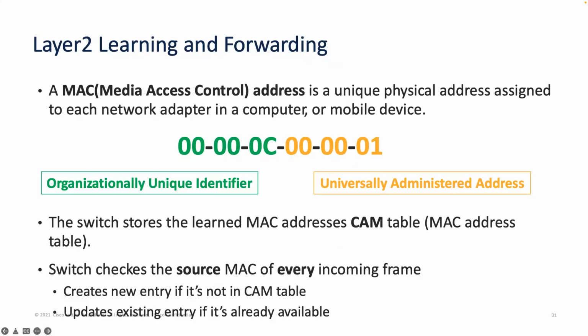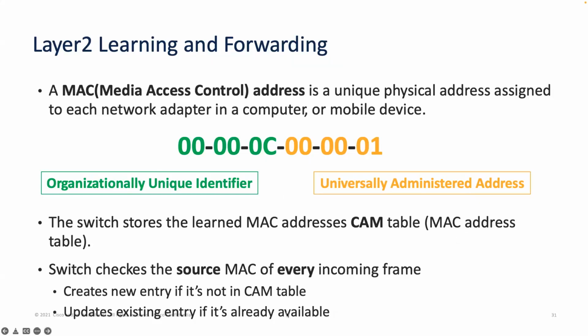Moving on, to make accurate forwarding decisions, the switch learns and stores the MAC addresses of all connected devices. The switch stores the learned MAC addresses in a table known as the CAM table or MAC address table. The MAC address learning process is relatively simple.